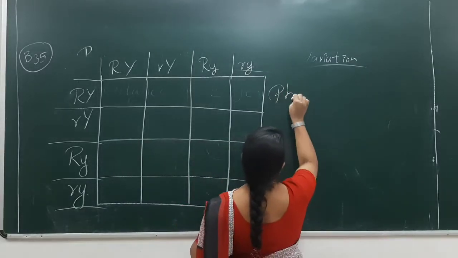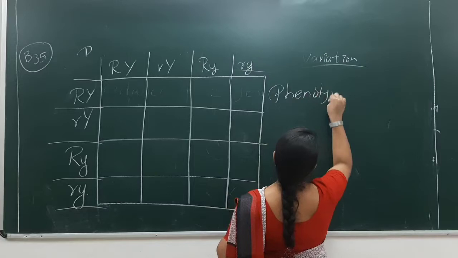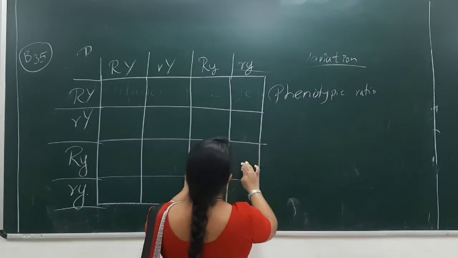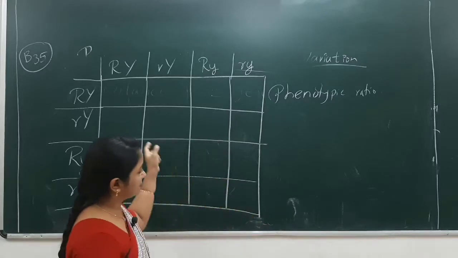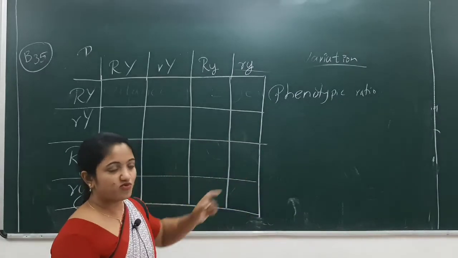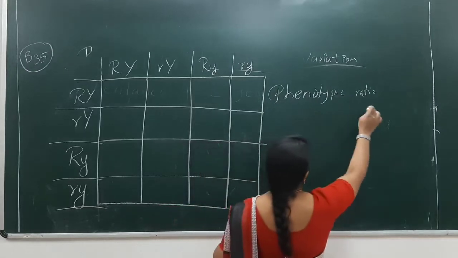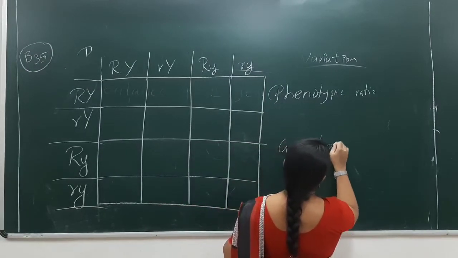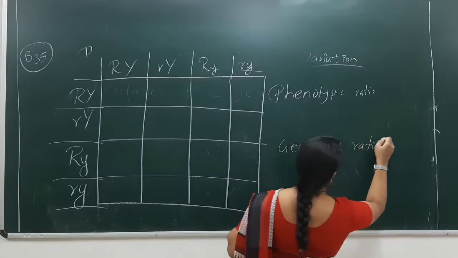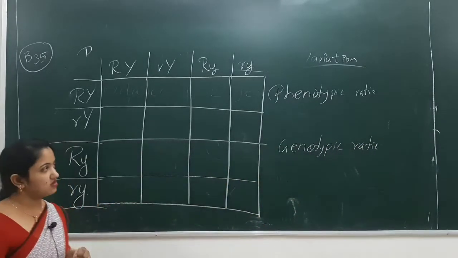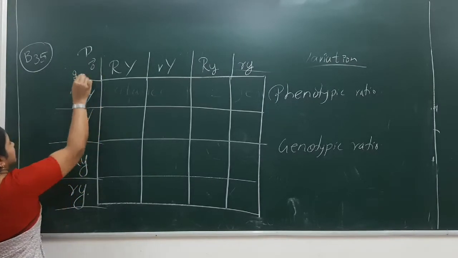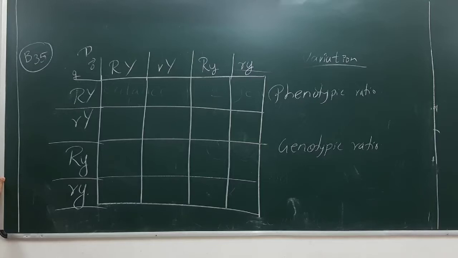So, one is phenotypic ratio. We have to write this after crossing all the gametes, after completing this Punnett square. We have to write the phenotypic ratio and genotypic ratio. Alright. So, I am going to start. Let me write the male and female gametes here. So, that indicates the male parent and female parent.